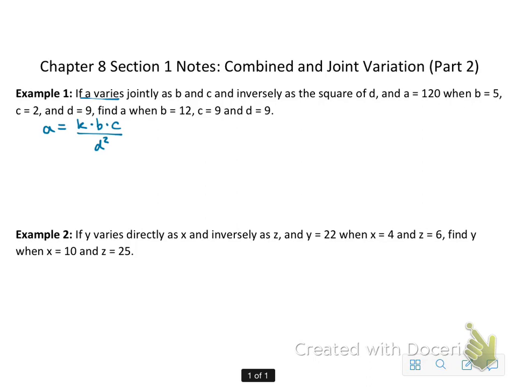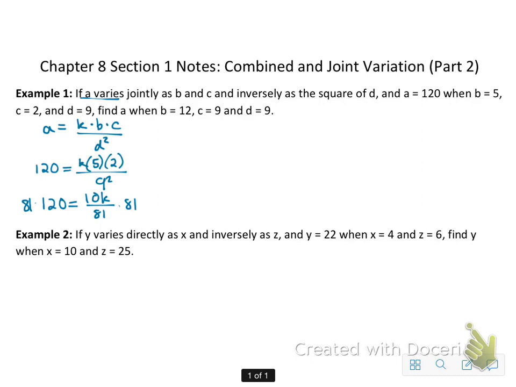Now we're going to do the same thing that we've been doing when we just did inverse variation. And we're going to plug in A, B, C, and D to find K. Well, if I plug in A, B, C, and D, 120 is A. We have K. B is 5. C is 2. And D is 9. So this is what we're solving. So that means 120 equals 10K over 81. We multiply both sides by 81.